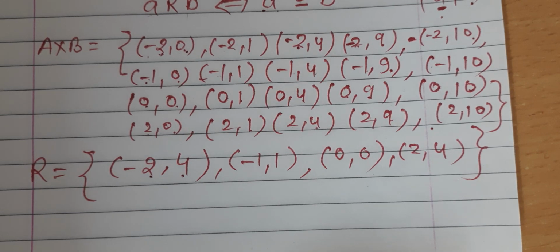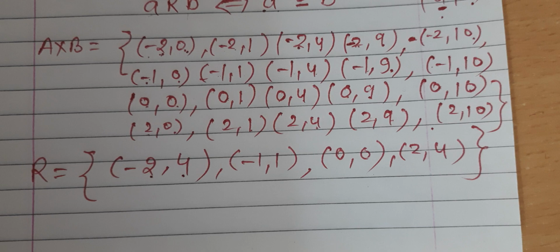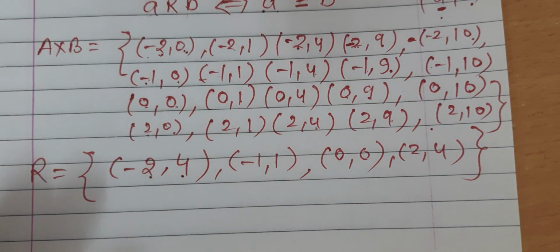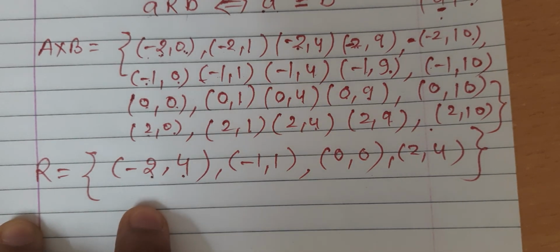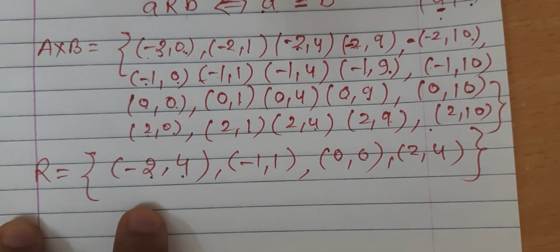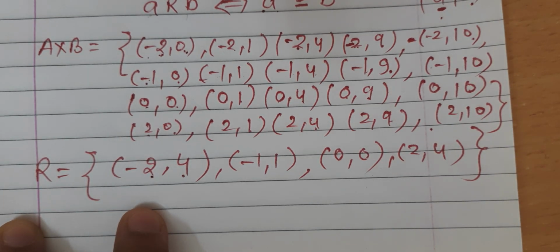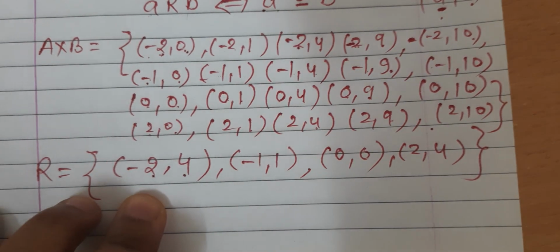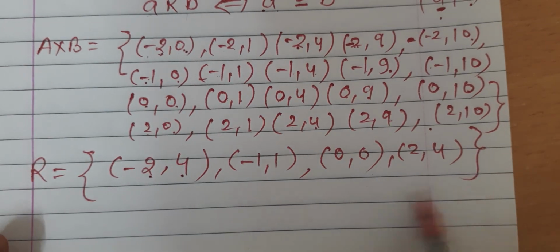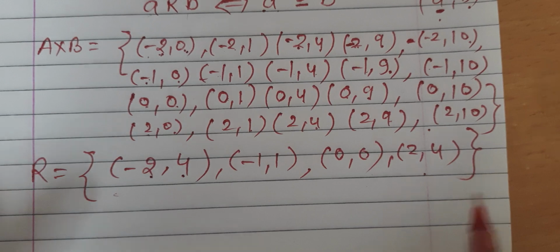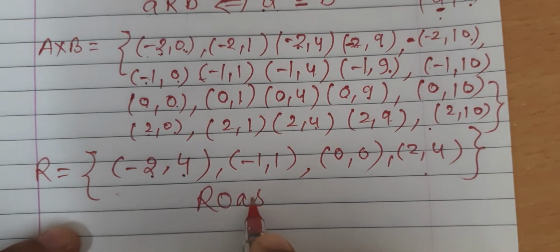Also, how do we represent a relation? We represent a set in roster form or in set builder form. Similarly, this relation is also a set, so we can represent a relation by roster form or set builder form. Roster form means writing within curly brackets. So this form is called roster form.